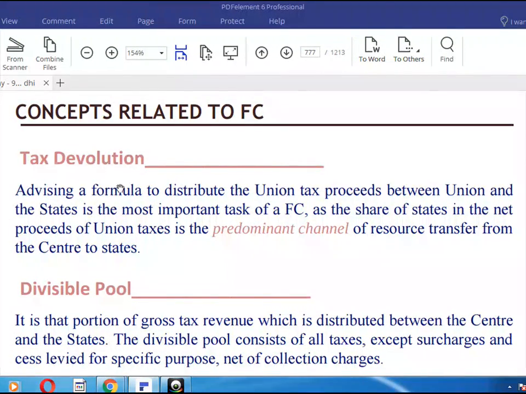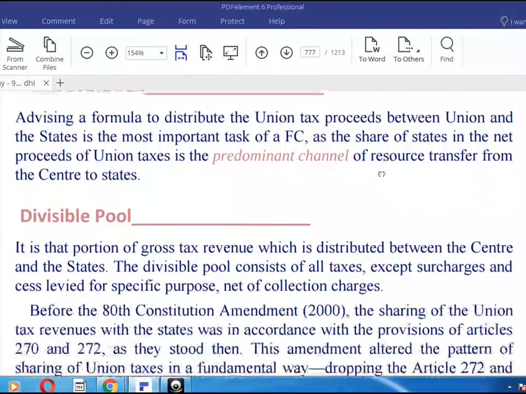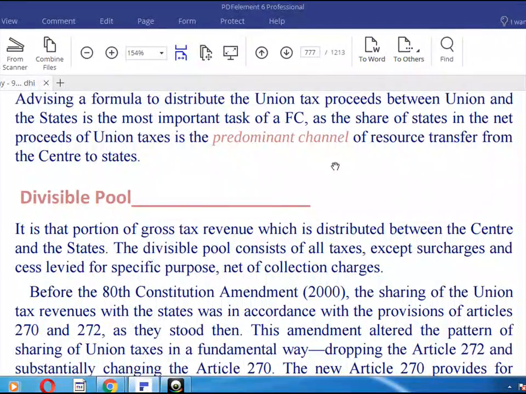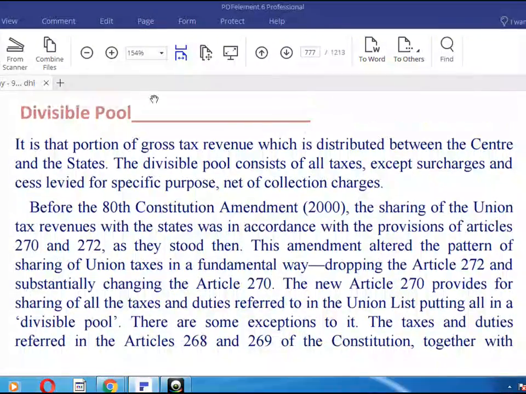Finance Commission tax devolution: advising a formula to distribute the union taxes, first between the union and the states, is the most important task of the Finance Commission, as the share of states in the net proceeds of union taxes is the predominant channel of resource transfer from the center to the states. The divisible pool is that portion of gross tax revenue which is distributed between the center and the states. The divisible pool consists of all taxes except surcharge and cess levied for specific purposes, net of collection charges.